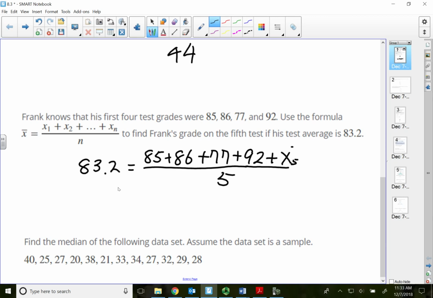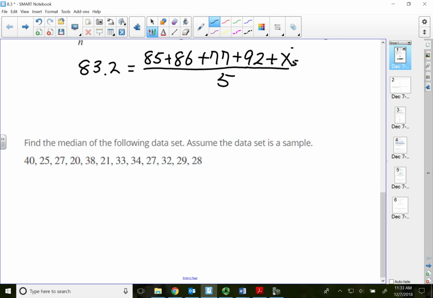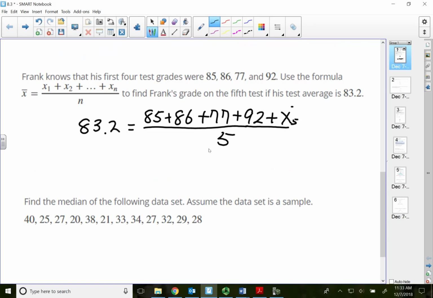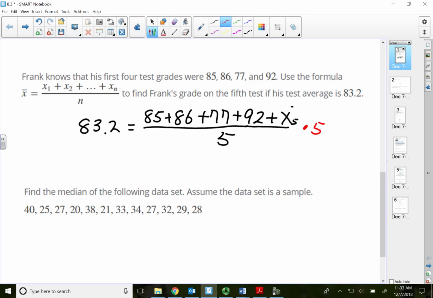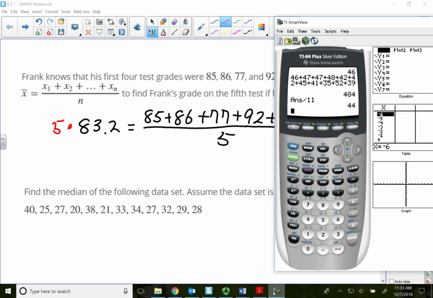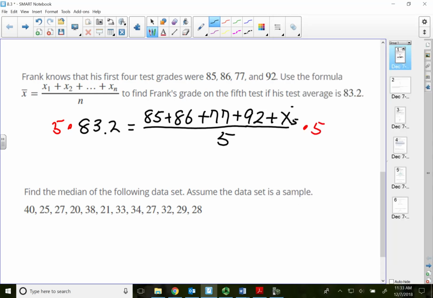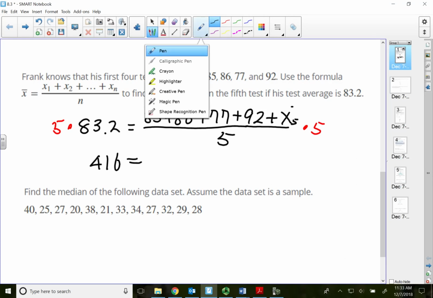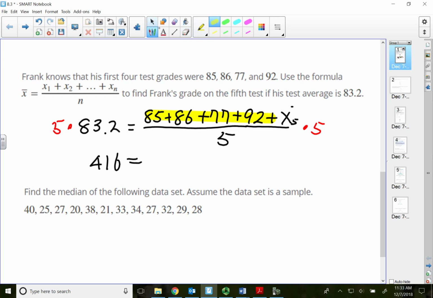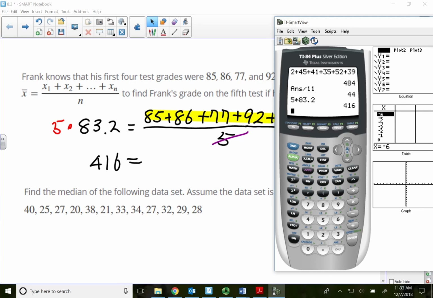Since I only have 2 terms, I can multiply both sides by the least common denominator, which is 5. That gives me 5 times 83.2, which is 416 on the left side, which is equal to, let me go ahead and combine all my like terms. The top 5 and the bottom 5 cancel each other out, so I don't have any more denominator. Let's see, 85 plus 86 plus 77 plus 92. The first 4 tests added together total 340 points.